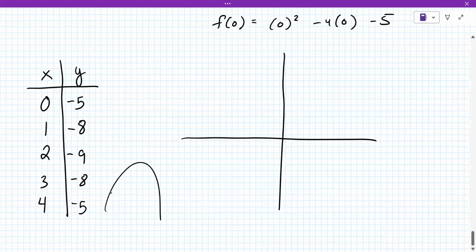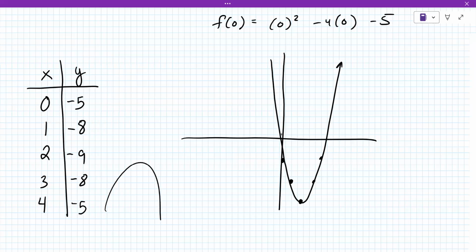Yeah. Okay, so maybe just a refresher on graphing here. 0, minus 5 would be maybe there. 1, minus 8 would be there. 2, minus 9 might be there. And then 3, minus 8 and 4, minus 5. So I'm seeing something that looks more like this. What do you think the differences between ours is?